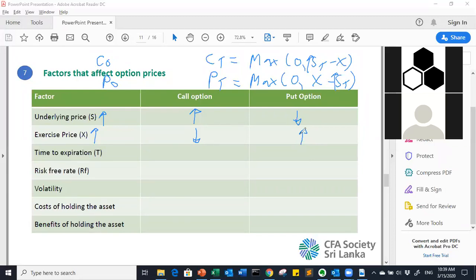Then in terms of the time to expiration, there are two things that are affecting it. One is that if the option takes longer, you have a greater period in order to decide whether to use this asset or not. So if the expiration date is further away in the future, that means that the validity period of this option is greater, and that's going to be a positive thing for you.